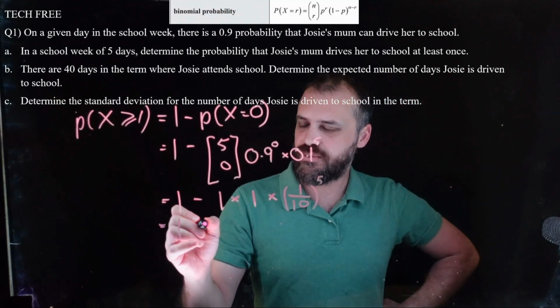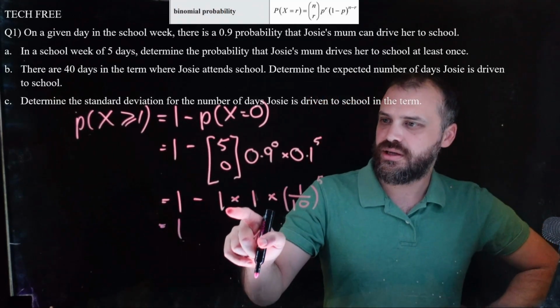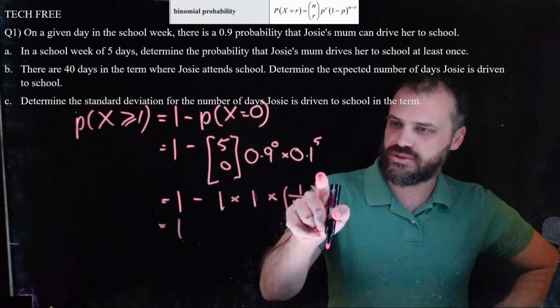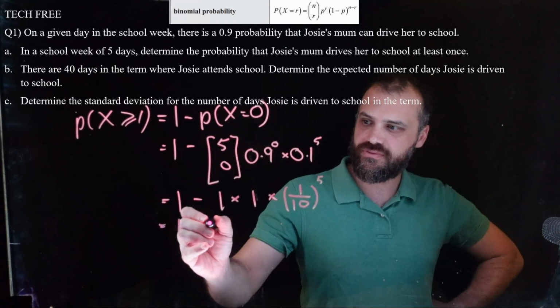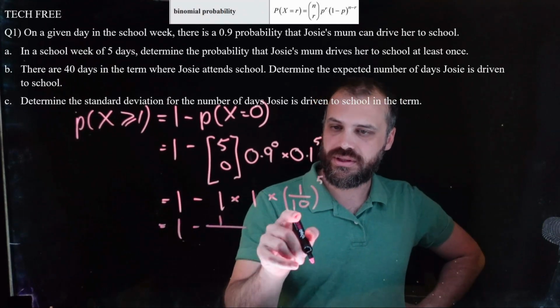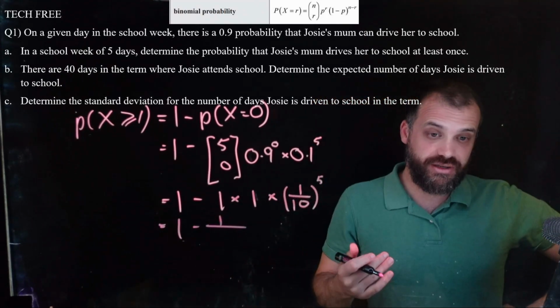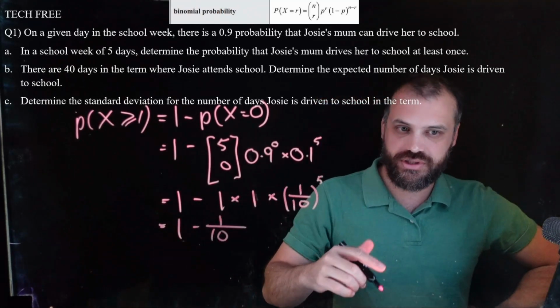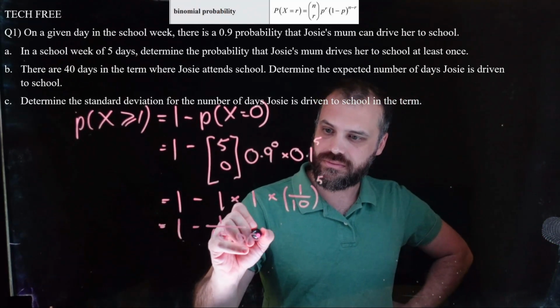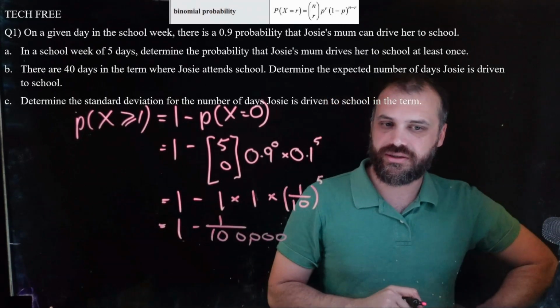All right, simplifying this, 1 minus, and then we have 1 times 1 times that. So it's just going to be this, whatever this is. Now 1 to the 5 is just 1. And 10 to the 5 is 10 with 4 zeros after it. And I can write it a little bit like that.